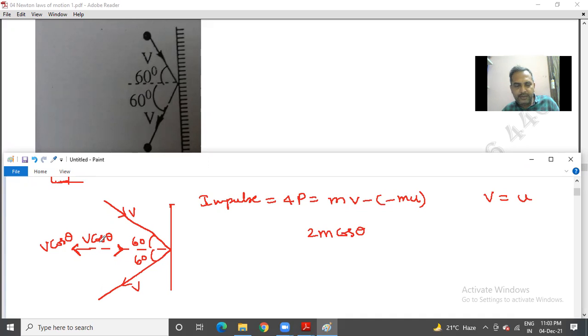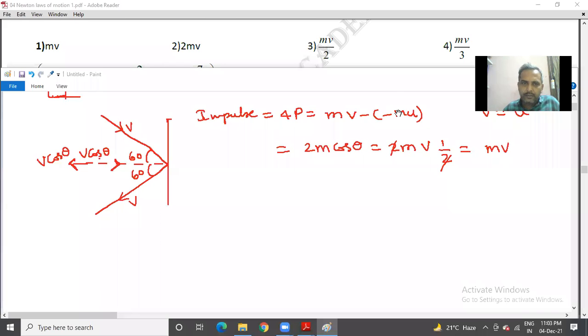because u is equal to v cos theta. In opposite direction to v, even v is also equal to v cos theta. So you'll get 2mv cos theta. 2m into v cos 60 is 2mv. Cos 60 is 1 by 2. This and this cancelled. So the answer will be mv. So first option is correct.